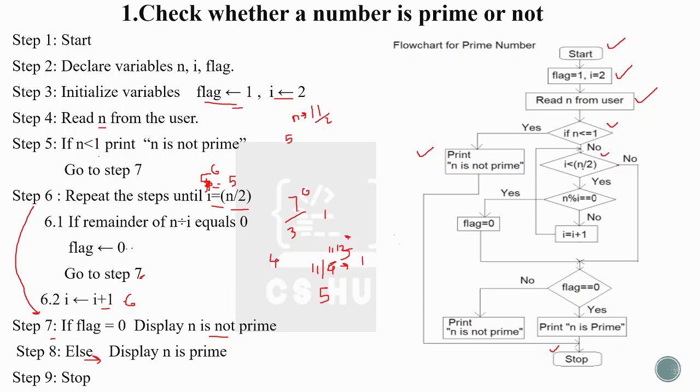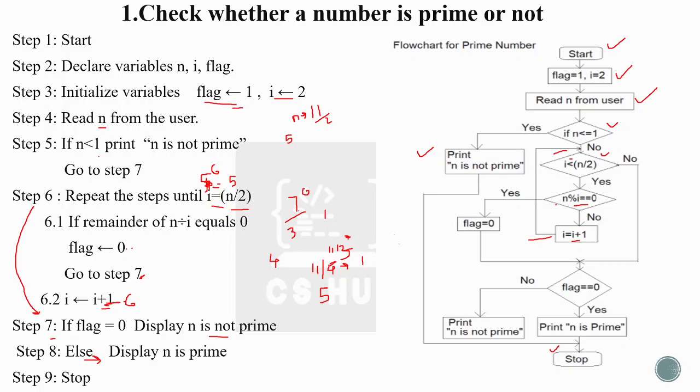Next, check whether I is less than n by 2. If I is less than n by 2, we will do another loop, right? And in that loop, we will check n percentage I equal to 0, whether there is a remainder or not. If there is no remainder, we will increment I. After incrementing I, we check whether I reached n by 2. So our loop goes to the input of this decision statement, and it will check whether I is less than n by 2. Okay, this is one loop.